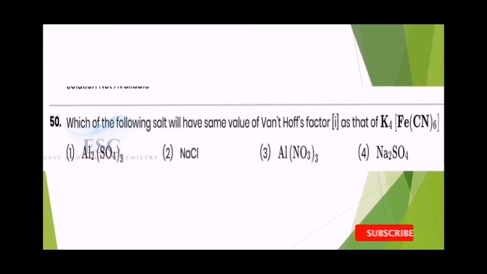The 50th question is, which of the following salts will have the same value of Van't Hoff factor i as that of K4[Fe(CN)6], potassium hexacyanoferrate(II)? So those are the options. So what is the correct answer?